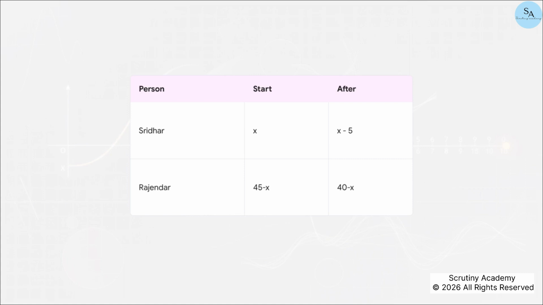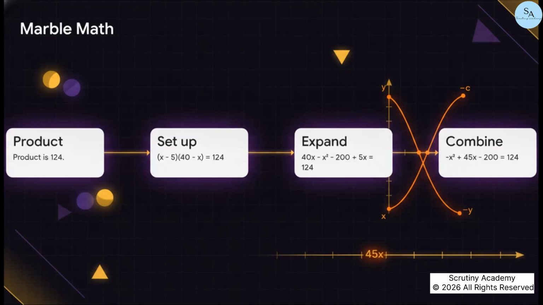Let's say Sridhar starts with x marbles. Since we know they have 45 together, Rajinder must have 45 minus x. That's our before. Now for the after. They both lose 5, so Sridhar's new count is simply x minus 5. Rajinder's new count is 45 minus x minus another 5, which cleans up nicely to 40 minus x. Organizing your thoughts like this, it entirely removes the anxiety of word problems. Now for the actual math. We're told that the product of their new marble counts is 124, and product is just a fancy word for multiply. So we set it up, bracket x minus 5 times bracket 40 minus x equals 124.